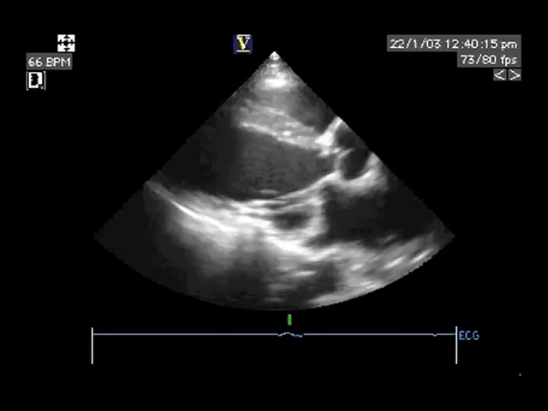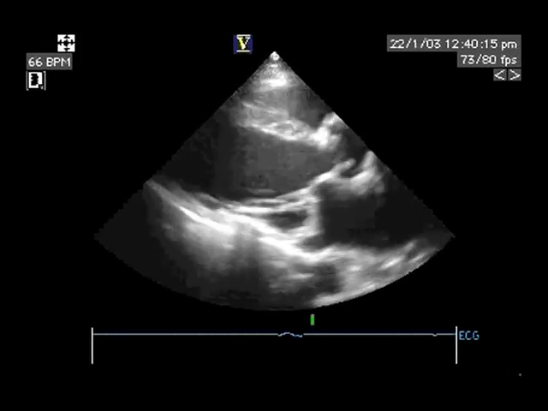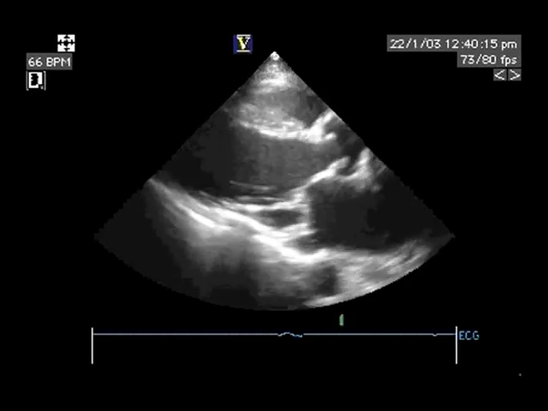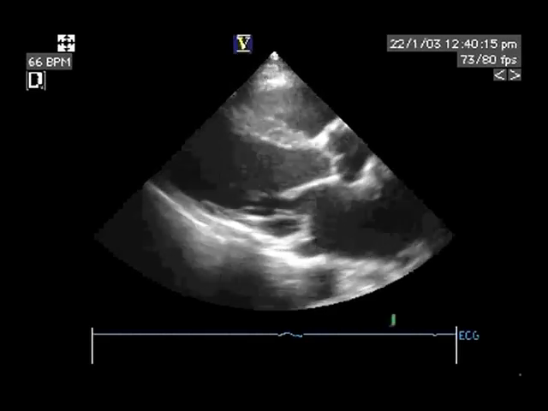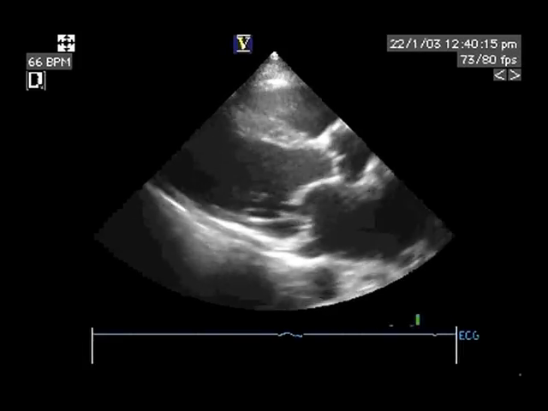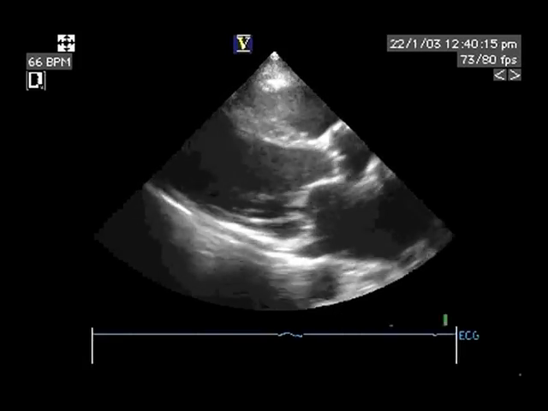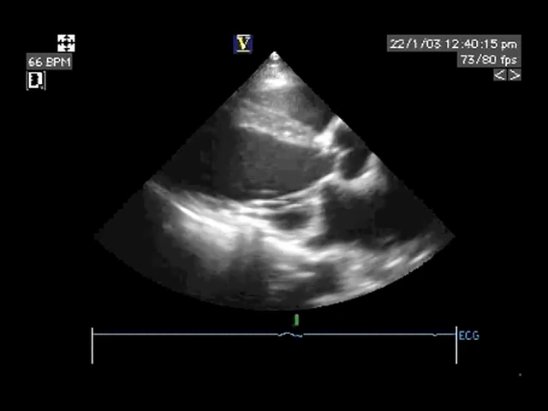Parasternal long-axis view. The anterior septum contracts but is hypokinetic. The posterior wall is akinetic. There is tenting at the mitral valve apparatus. The left atrium is enlarged, as is the left ventricular cavity.